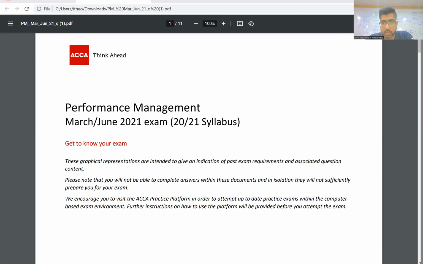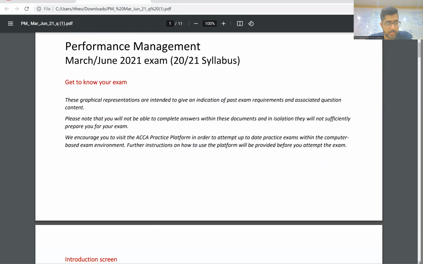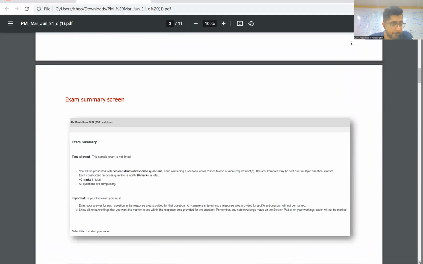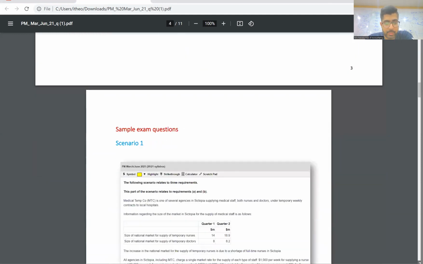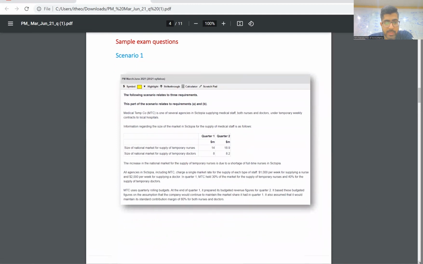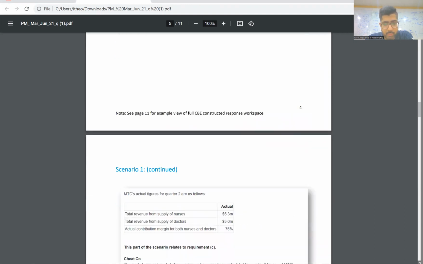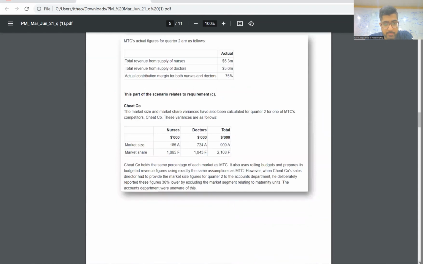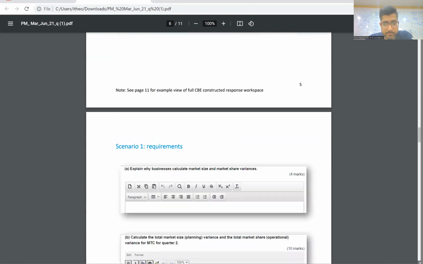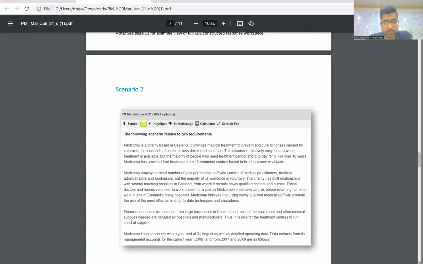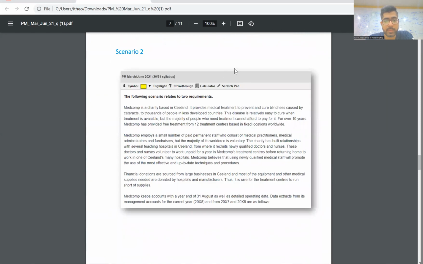This is from the March-June 2021 attempt. Again, you know how the question looks, it's an instruction screen. Then there is question number 1 called Medical Temp Company, MTC. We have already discussed this question in our previous webinars. This was, I think, for variances, as far as I remember. Yes, this was a market size, market share variance. We've already done it. Now we will be doing a question called MEDCOMP company, from the March-June 2021 attempt.